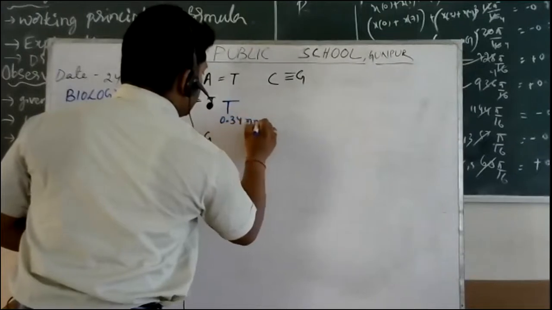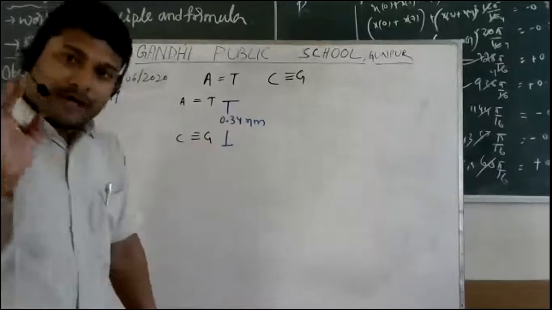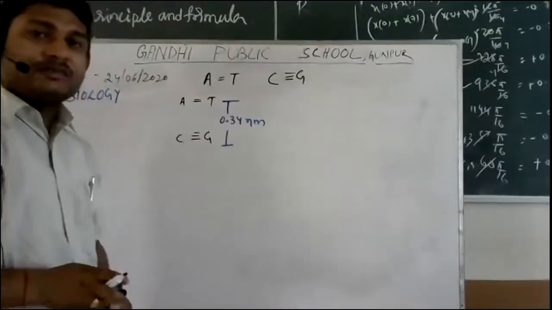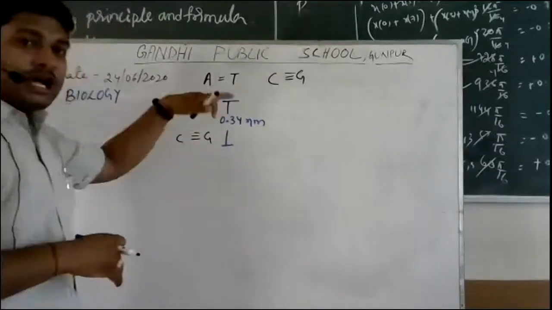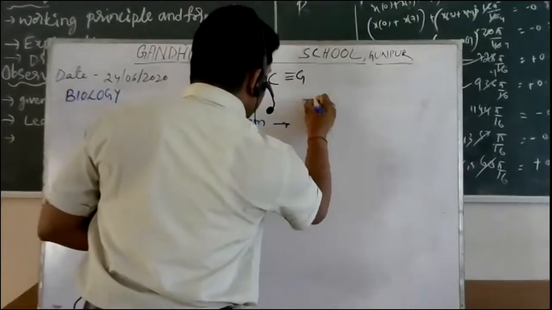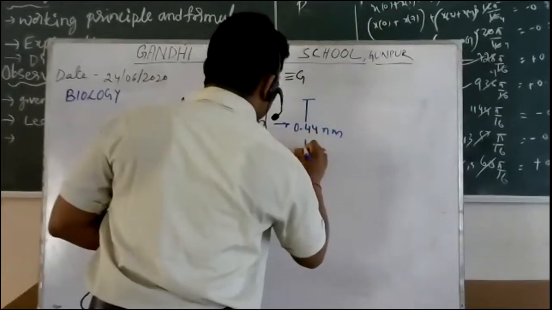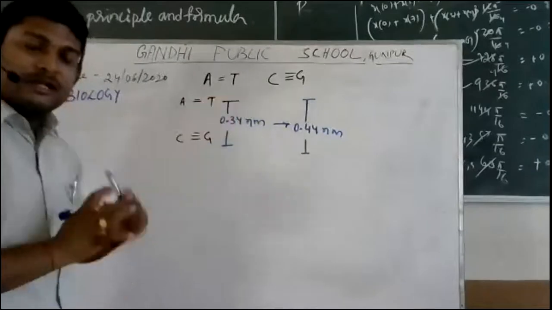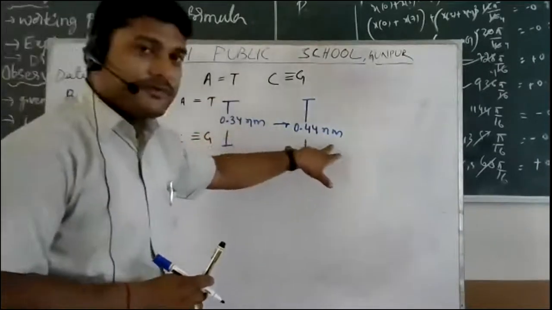0.34 nanometers. Yes, 0.34 nanometers. Now what we are saying is, instead of this regular 0.34 nanometers, because of this additional chemical compound in this experiment, the distance is actually increasing to 0.44 nanometers. So there is an increase in the distance between the base pairs from 0.34 nanometers to 0.44 nanometers.